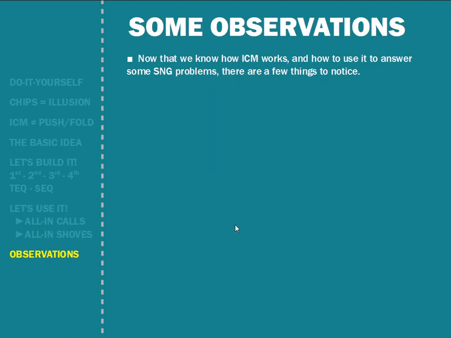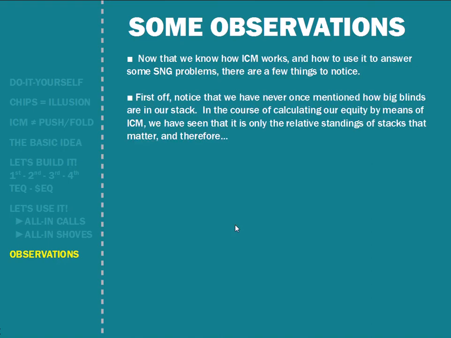Now that we know how ICM works and how to use it to answer sit and go problems, there are a few things to notice. For one thing, and I think this is most surprising to many players, notice that we have never once mentioned how many big blinds are in our stack, right? It's easy to think, well, I've got 15 big blinds, so I've got a lot of equity in the tournament. Or I only have 5 blinds, I don't have a lot of equity in the tournament.